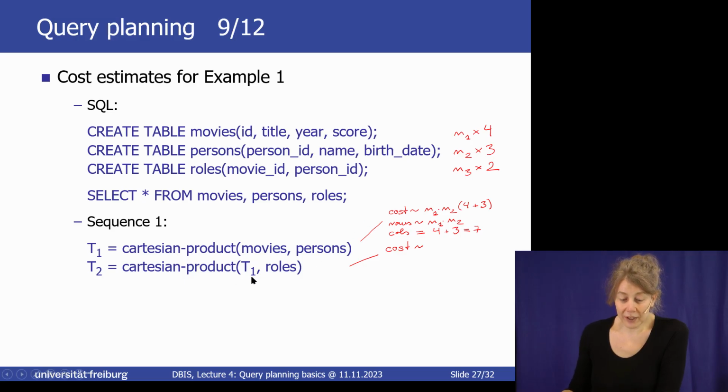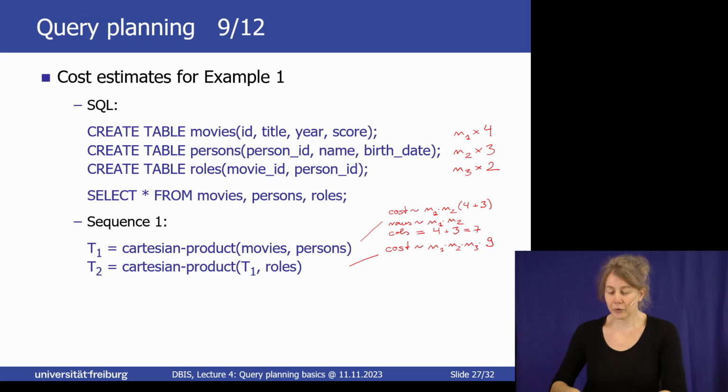So now one input table is T1, right? And we now need to work with the size estimate for T1. So what's the cost? The rows of the first table is n1 times n2 times n3 for the second table, and then times, in brackets, 7 plus 2. Yeah, and let's immediately write 9 because we know the exact columns.